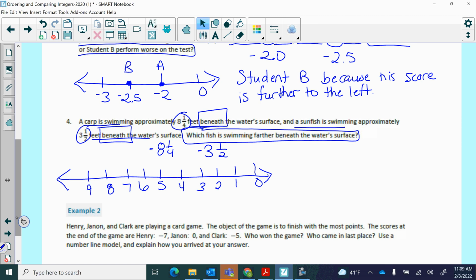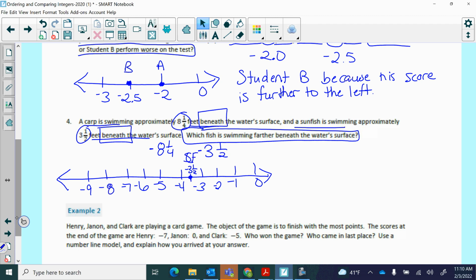And I can stop at 9 because our biggest number is 8. Okay, so where would -3.5 go? Guys, I keep doing this, negative numbers. Where would -3.5 come on the number line? In between -3 and -4, because it is more than 3, but it is less than 4. So it comes right in the middle. And that is -3.5, and that is my sunfish.